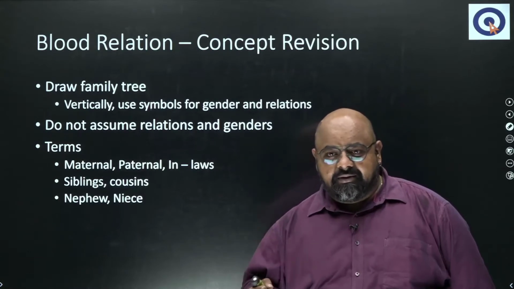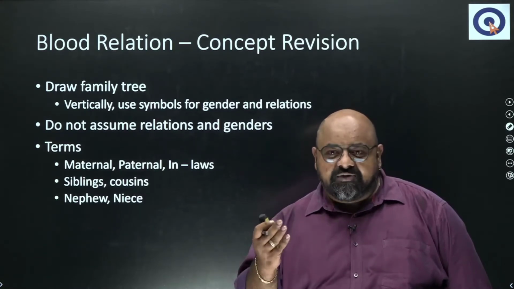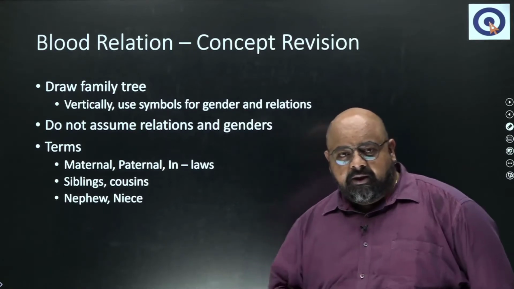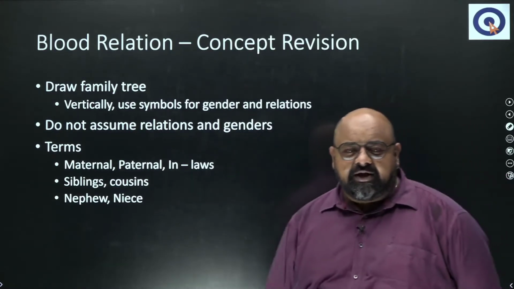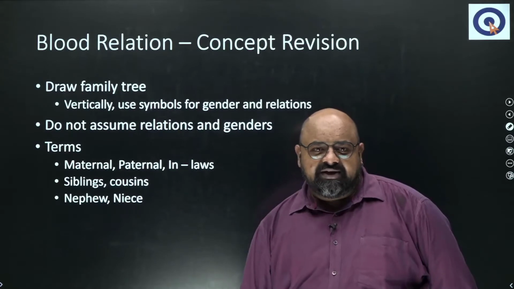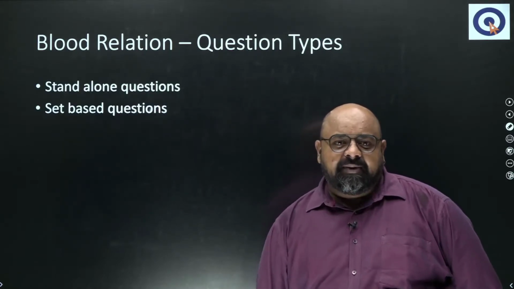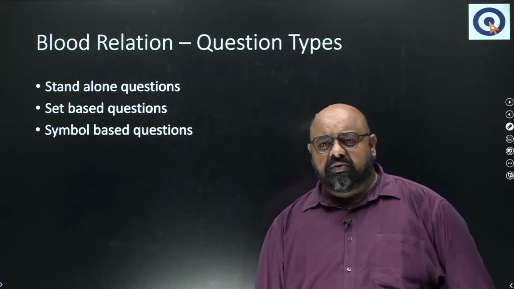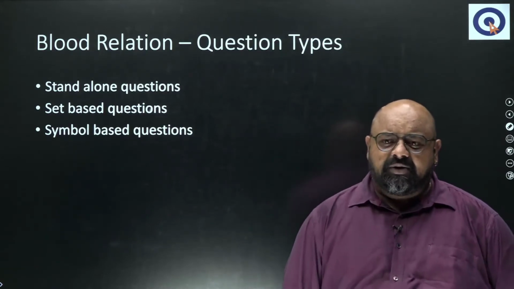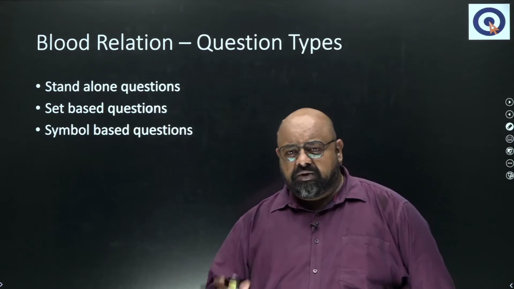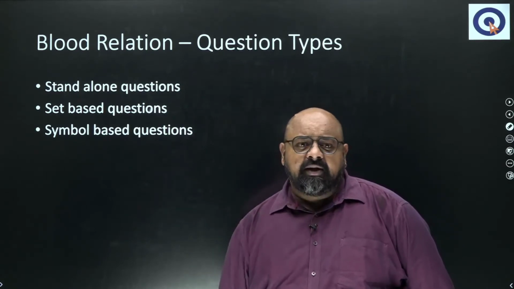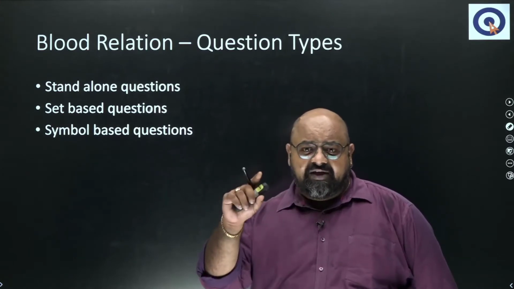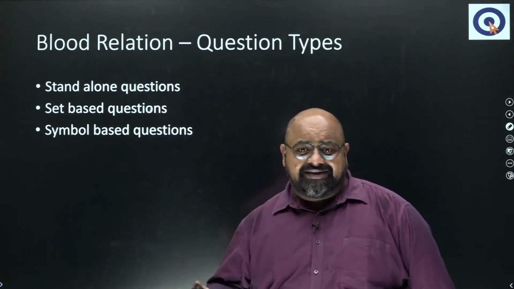So bhatija or bhanja would be called a nephew. Bhatiji or bhanji will be called a niece, right? So these are probably the terms that would come across. In terms of questions, typically there are these three types of questions. One, there are standalone questions where information is given about a family tree and you're expected to tell how are the two people related. Second, there could be set based question where there is information, you have to draw the entire family tree and there are multiple questions from that set.